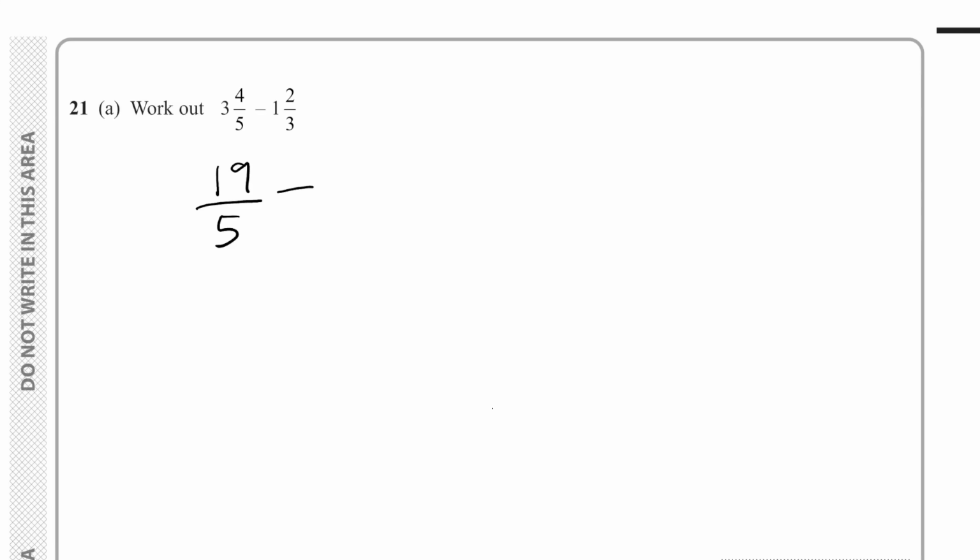1 whole, 1 and 2/3. A whole one is 3/3. So that's 3 thirds plus 2/3. That's 5/3.